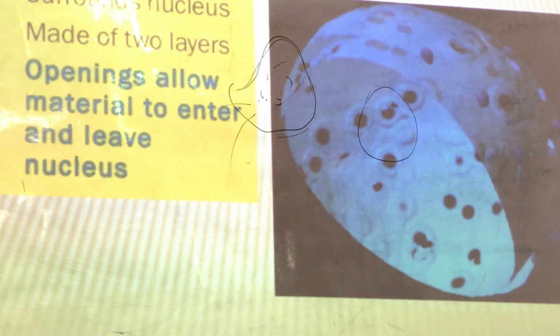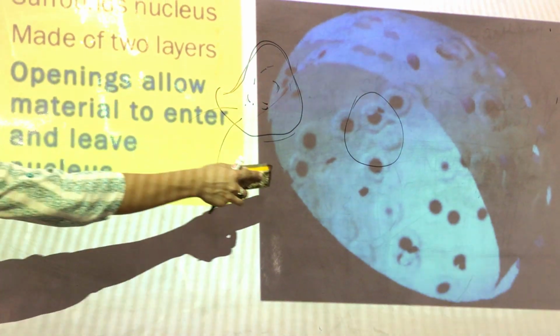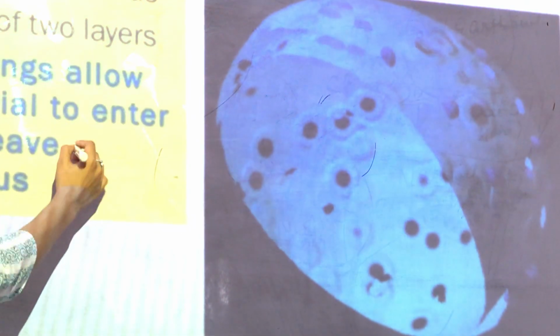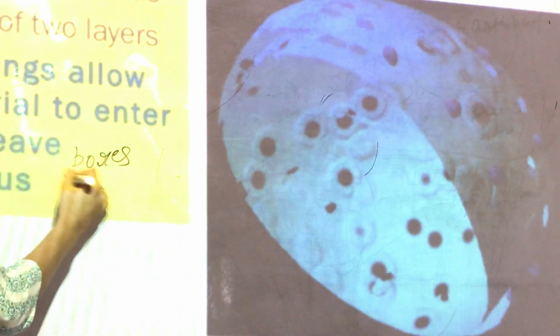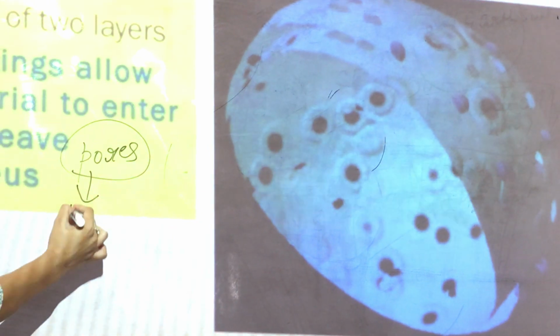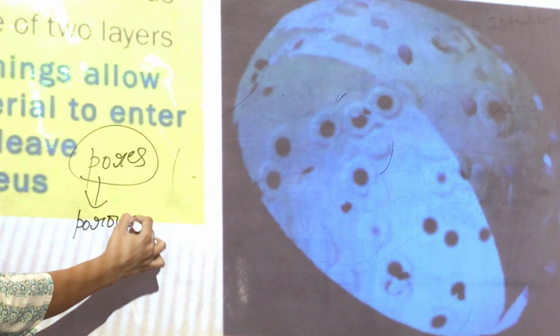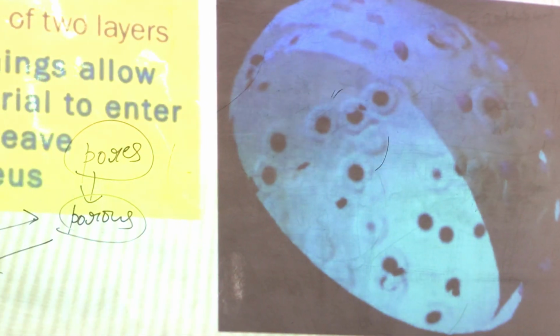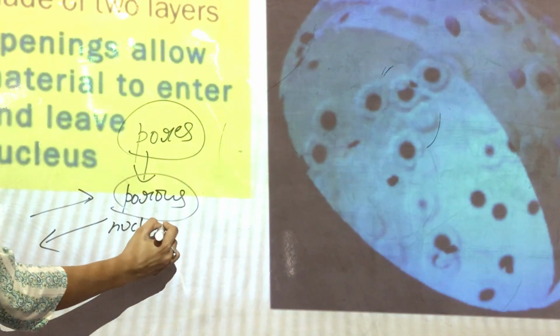If you will see the nuclear membrane there in the picture, can you see this picture of nuclear membrane? I have taken out nuclear membrane. So you will notice that it has these small pores, holes. That is why the nuclear membrane is porous, means it has so many holes which allows the movement of material in and out in the nucleus.